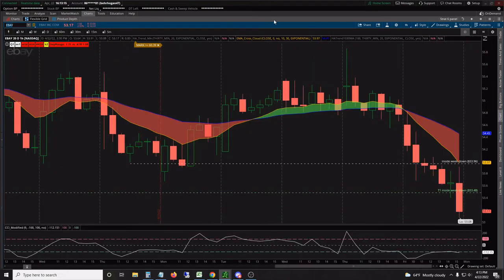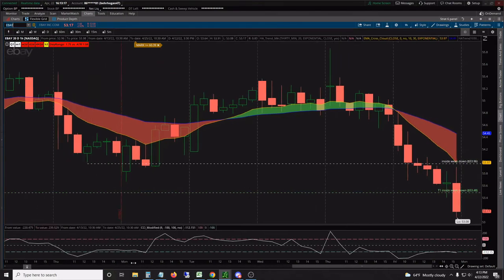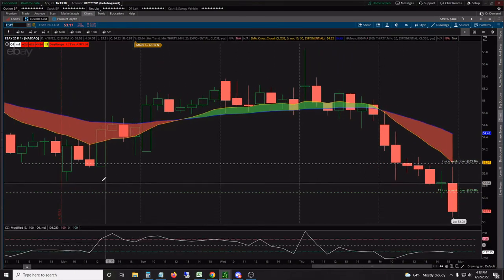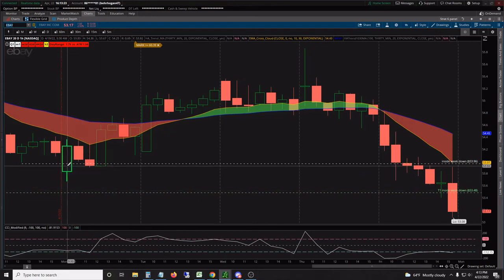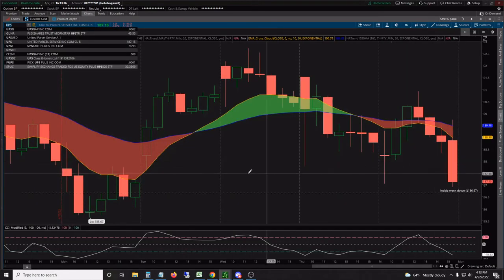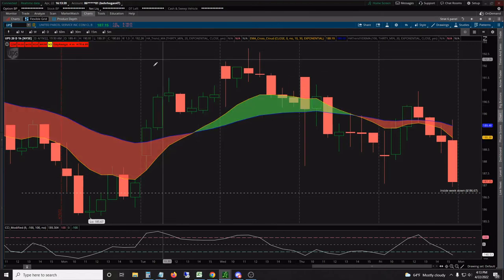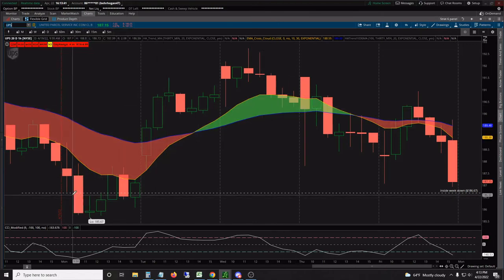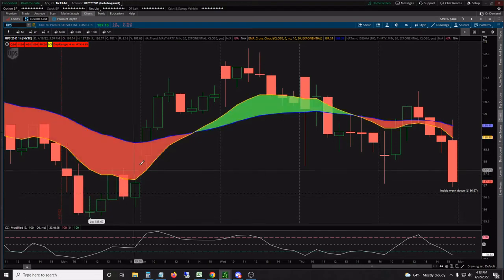eBay, we were looking for a break below 53.96. We actually got that Monday morning, but we didn't get any follow through on it until today. So eBay would have actually stopped you out, so that one would have been a loser. UPS, we were looking for a break below. Again, same thing. It broke below it, but didn't hit any targets, and then it would have stopped us out. So one winner, two stop outs, and a no trade. So not a great week as far as that goes.